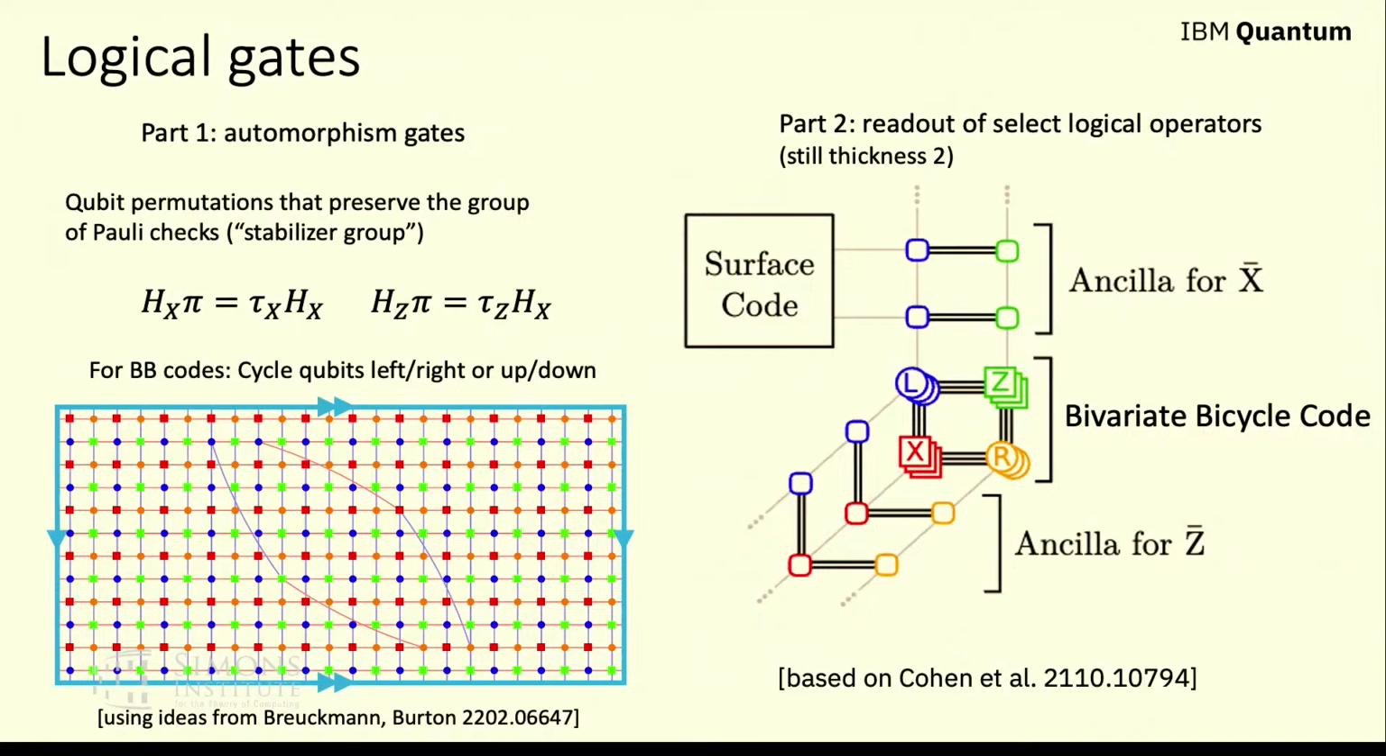I guess the other thing I should mention is that not only can you measure the logical X and logical Z, but you can also teleport out one of your qubits into a surface code using these ancilla systems. This is a really neat general construction, which was presented in this paper by Cohen et al.